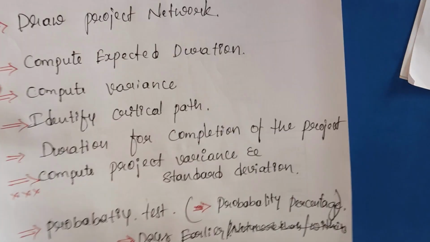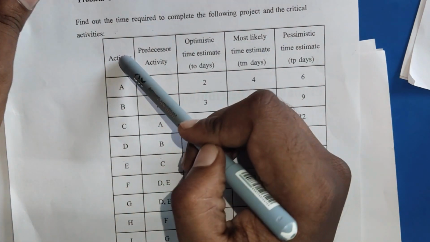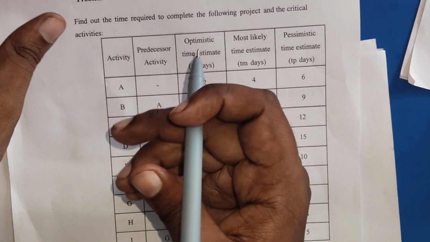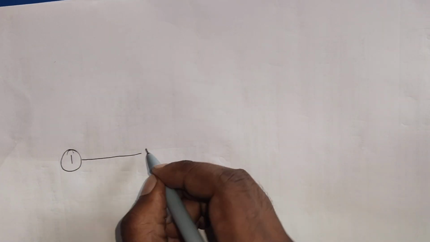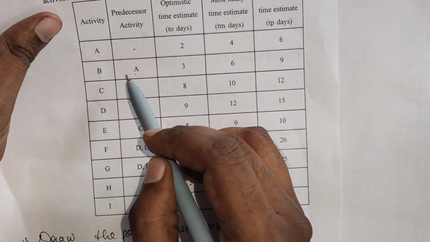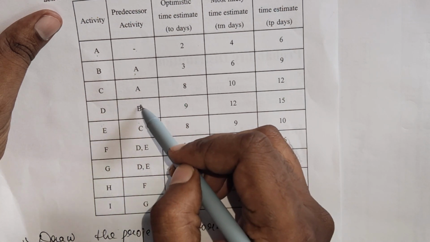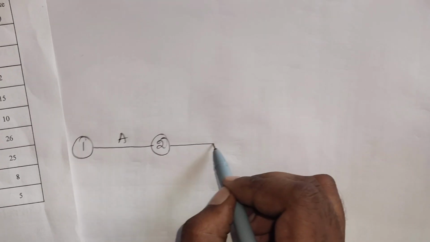What is the first step now? Draw the project network. In the previous video we already learned how to draw the project network. Here is the activity and here is the predecessor. A starts with nothing, so we start with A, done. Next, B is going to start with A. Is there any activity where B ends up alone or together? Okay, it ends up alone. No problem.